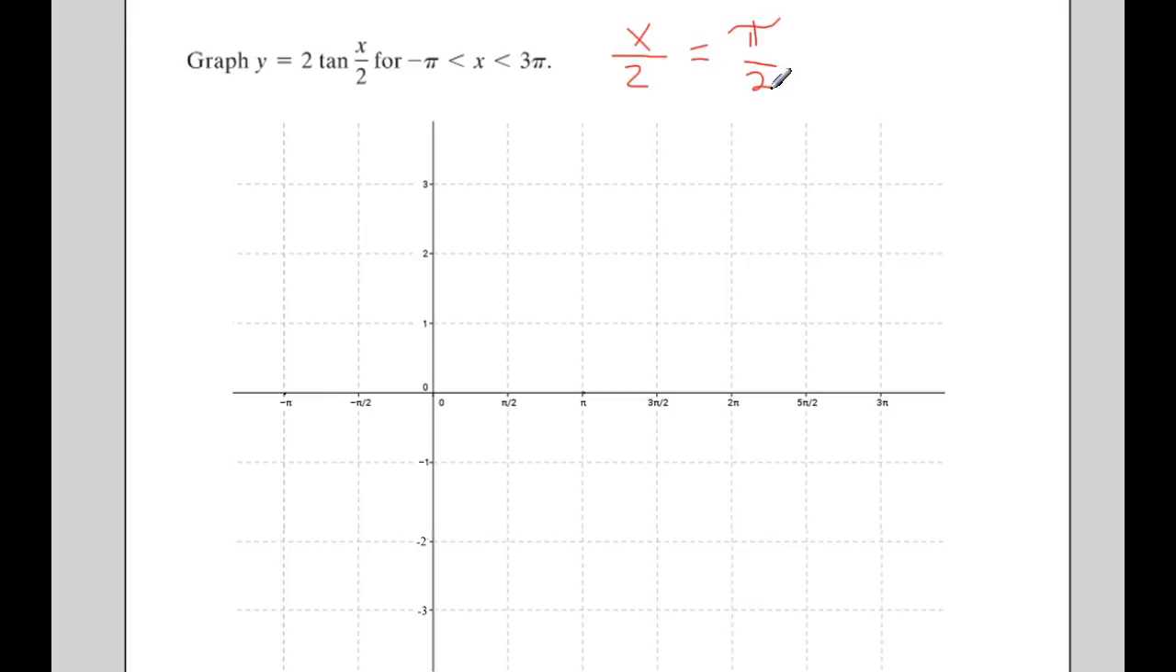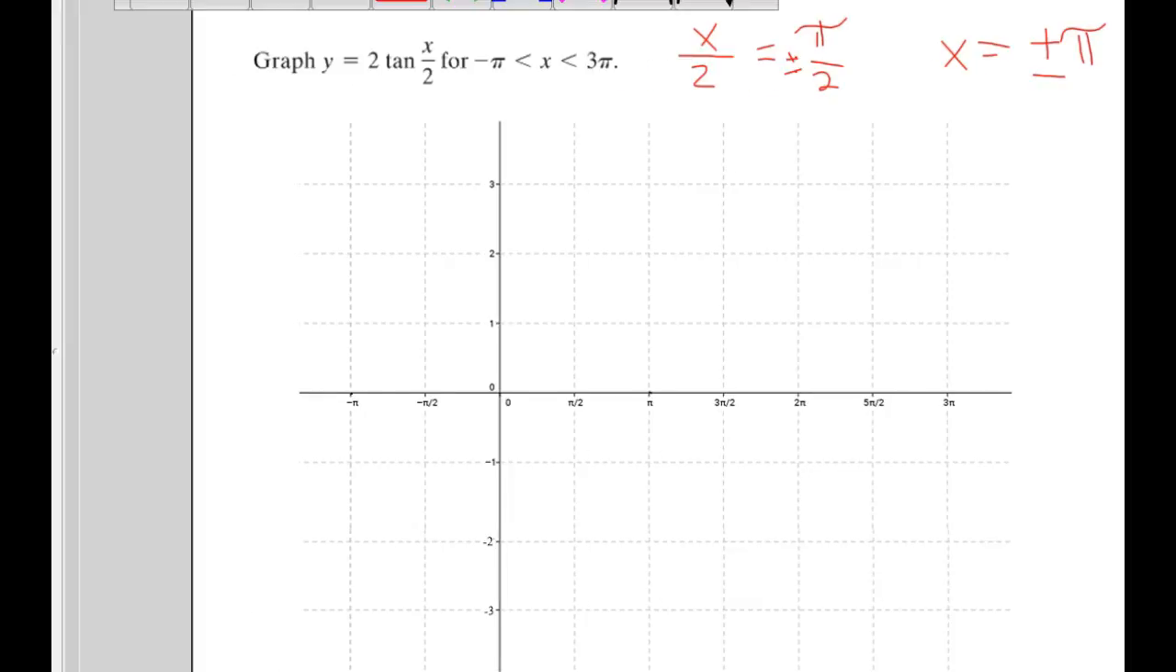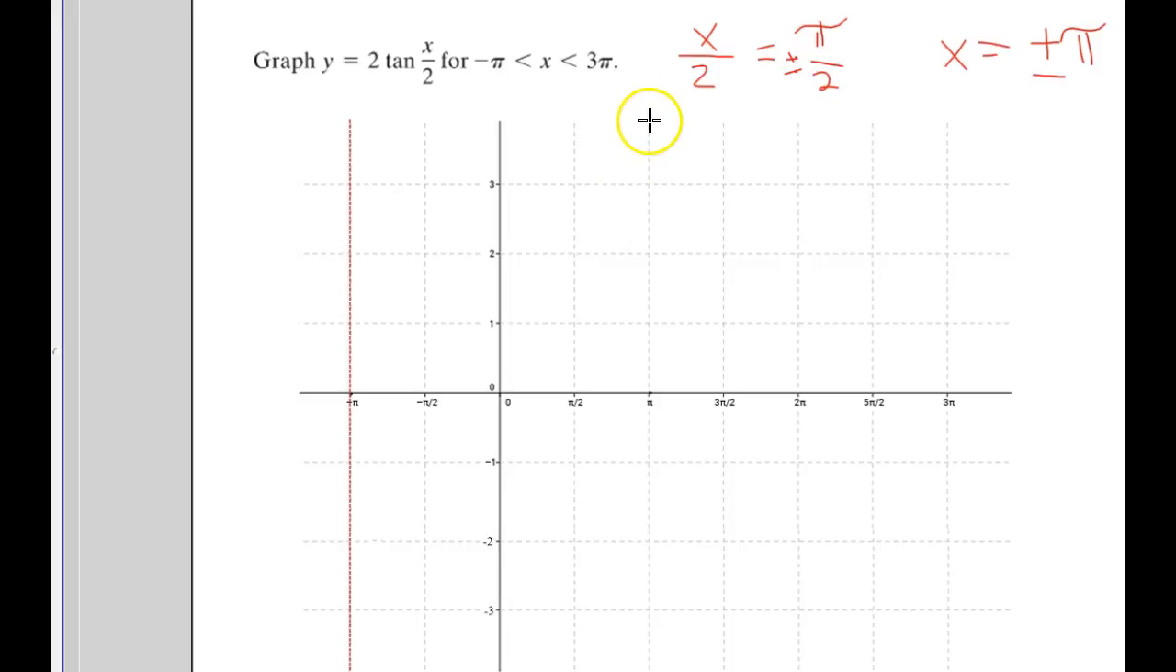Technically, that would be the same thing I would solve. There's nothing I'm adding here. That'd be the same thing I'd solve for negative pi over 2. So I could put a plus minus in there and solve this thing. So anyway, doubling both sides, I would get x equals plus and minus pi. And that means that those are the locations of the vertical asymptotes of this thing. So I'm going to draw a vertical asymptote right here at negative pi, and I'll get another vertical asymptote over here at positive pi.